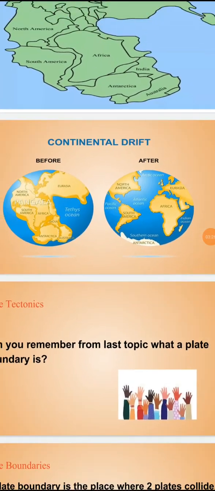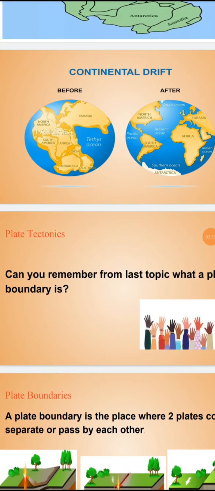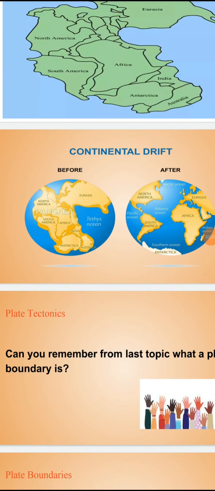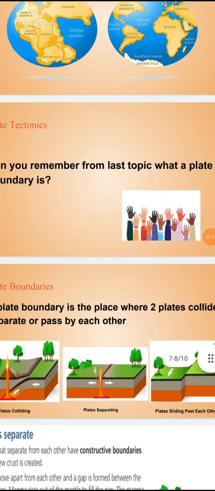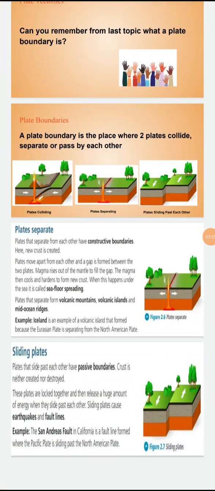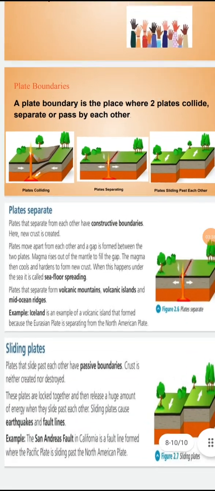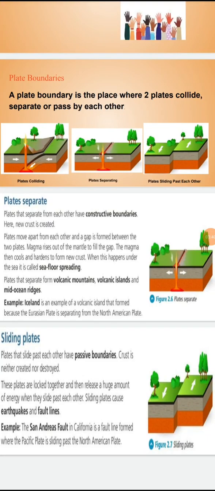Can you remember from last topic what a plate boundary is? A plate boundary is a place where two plates collide, or separate, or pass by each other. Plates separating. Plates that separate from each other have constructive boundaries. Here, new crust is created. Plates move apart from each other and a gap is formed between the two plates. Magma rises out of the mantle to fill the gap. The magma then cools and hardens to form new crust.